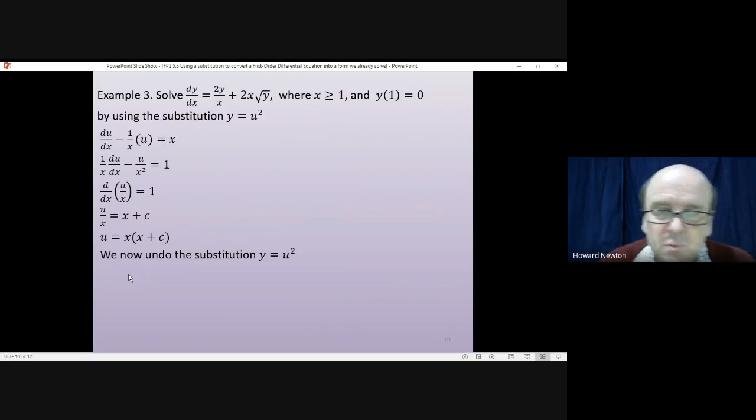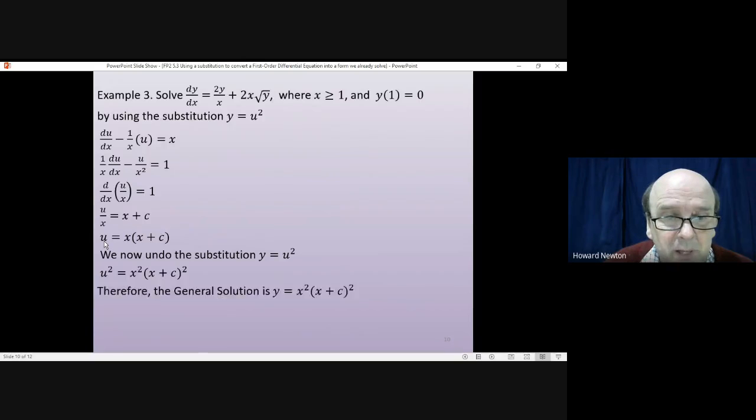Well, the substitution was y equals u squared. The easiest way to undo this substitution is to square this to get u squared. So squaring the left-hand side gives us u squared, squaring the right-hand side gives us that, and then we can just substitute y for u squared, which means that the general solution is y equals x squared times by x plus c squared.